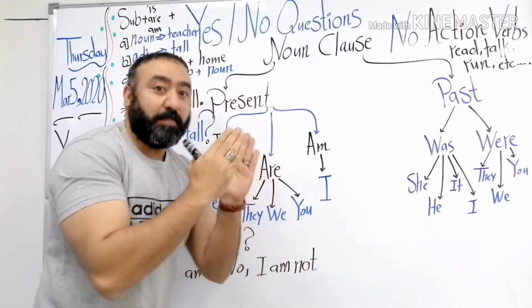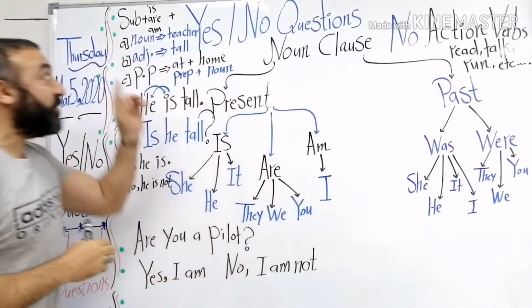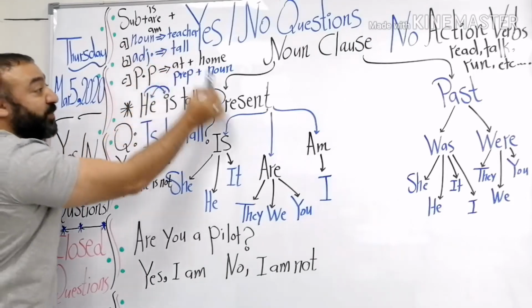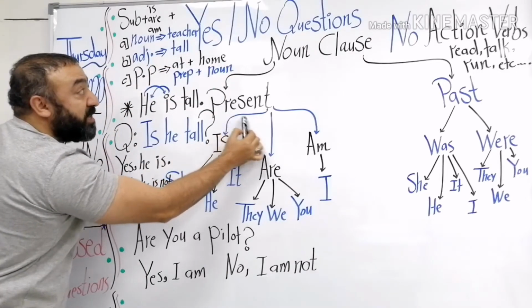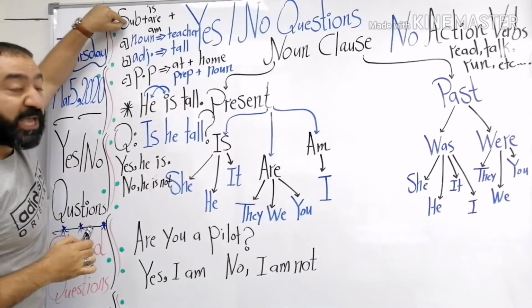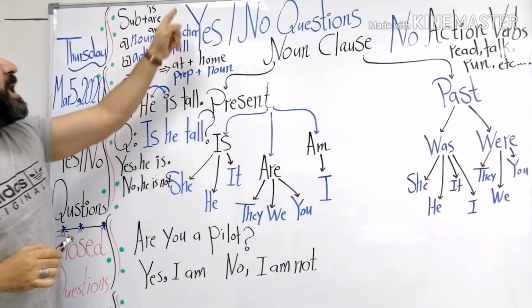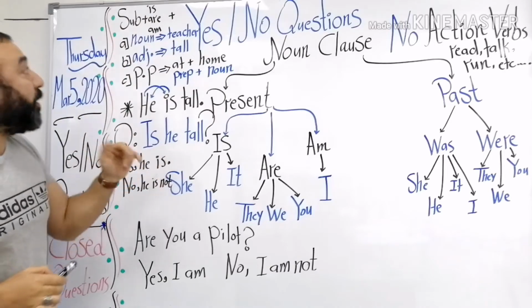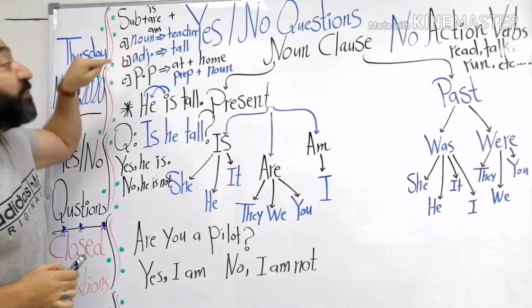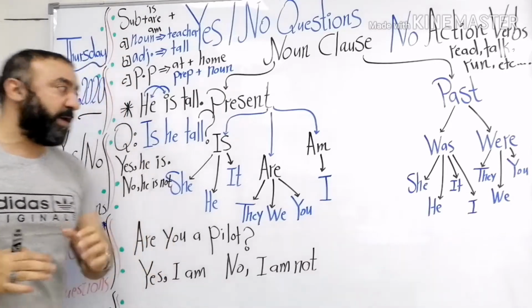So, preposition plus noun. One more time, please. You have to remember that in case we have a noun clause in the present, we should use the subject at first. Then one of these linking verbs: is, are, or am. And finally, one of these three parts: noun, adjective, or prepositional phrase.